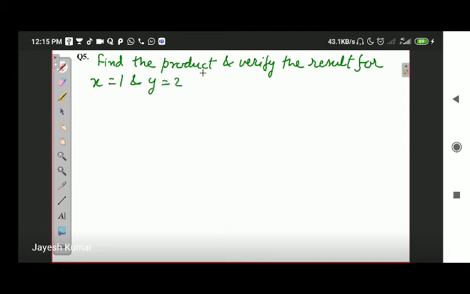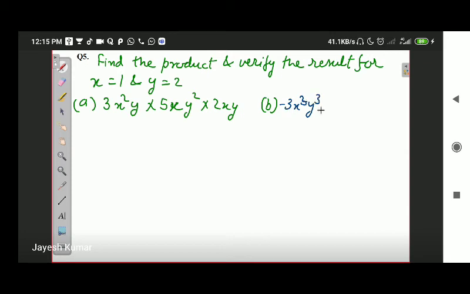Okay, first of all, the given polynomials are: the a part is given to us as 3x square y into 5x y square into 2xy, and the second part, the b part, is given to us as minus 3x cube y cube into minus 2x y square into 15xy. Okay, this is the first part, this is the second part. We have to verify the result for both the parts. I'm going to do the second part; the first one I've left to you. So I'm going to do the b part.